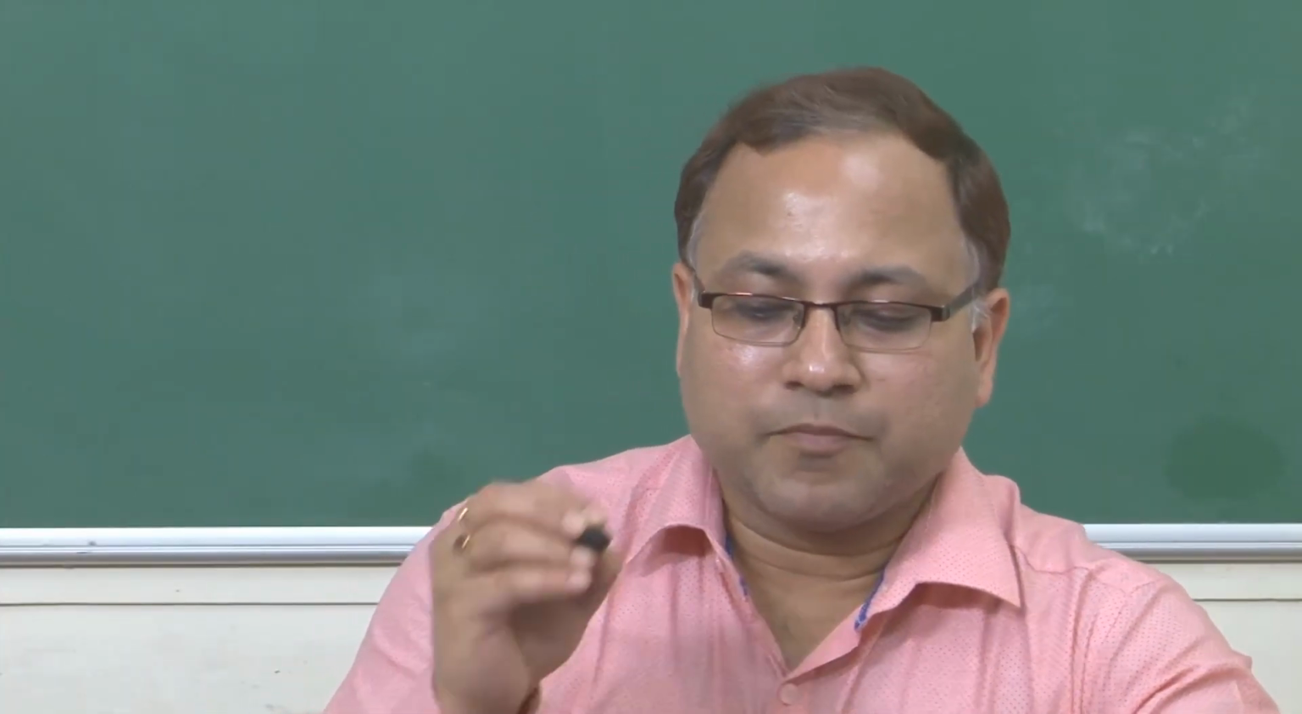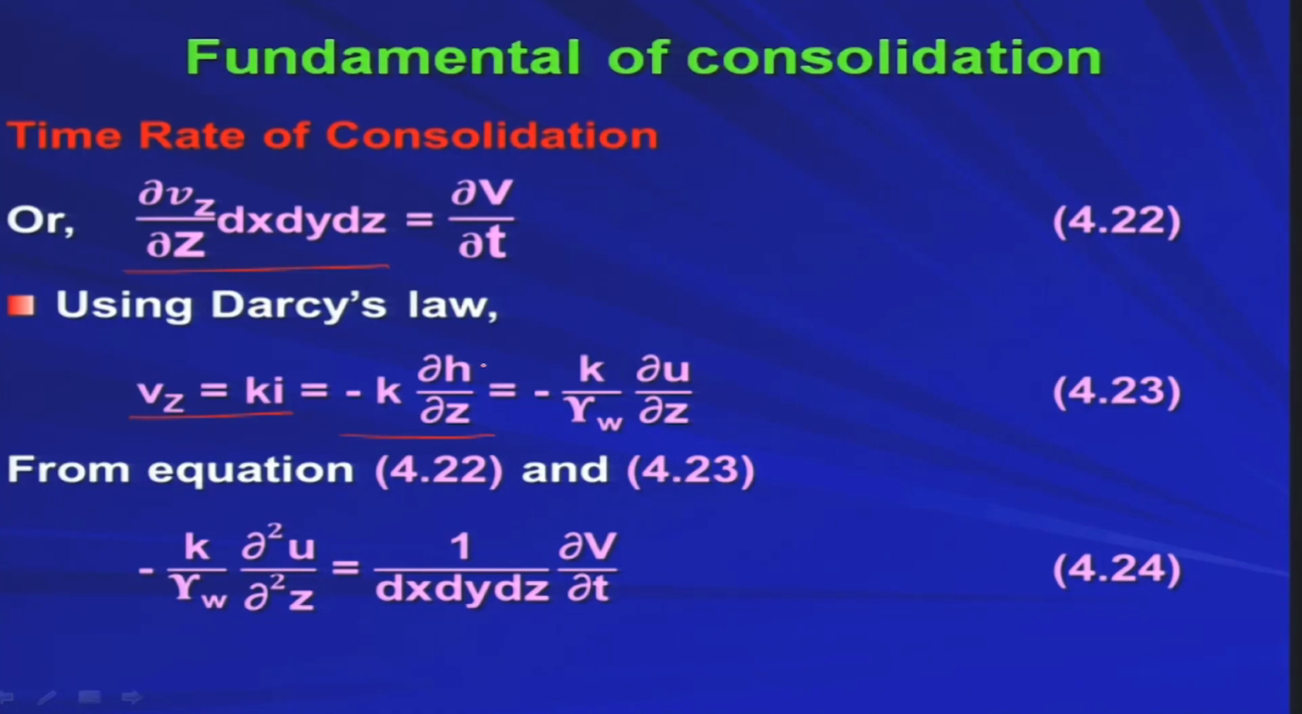So, now that minus k into ∂h/∂z, in place of h you can write u by gamma w. Already we have seen that h is the head of pore water pressure. So, in place of h we can write u by gamma w. If I put h equal to u by gamma w, I can write minus k by gamma w ∂u/∂z. So, that is inversely proportional, and that is why this negative sign is coming into the picture.